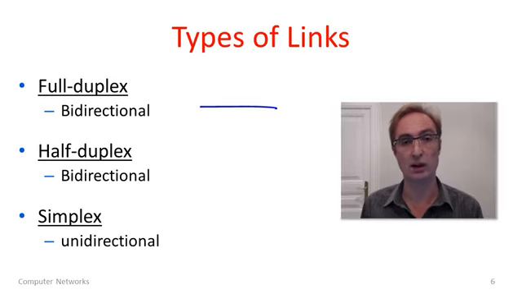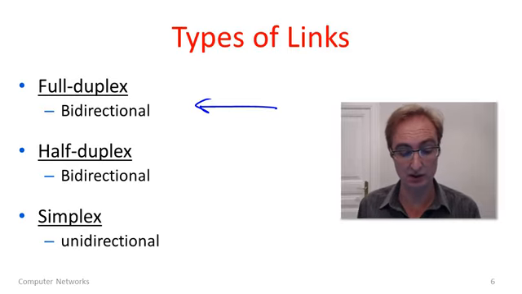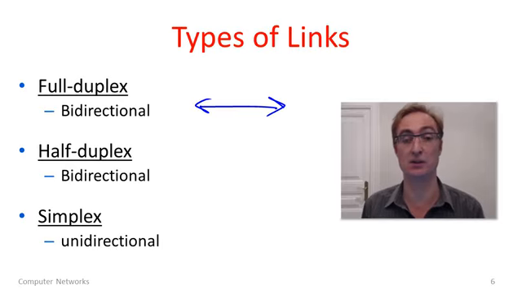Many of the links we'll look at are what's called full duplex links, meaning they can be used in both directions, they're bidirectional, and they can be used in both directions even at the same time. So you can send a message from left to right and right to left. That's usually what we'll mean when we draw a line here. This is a full duplex link.